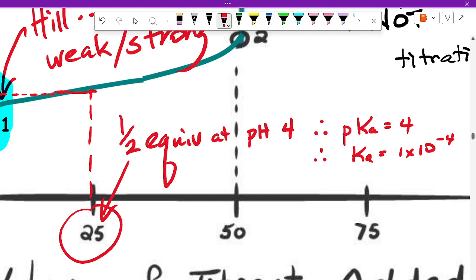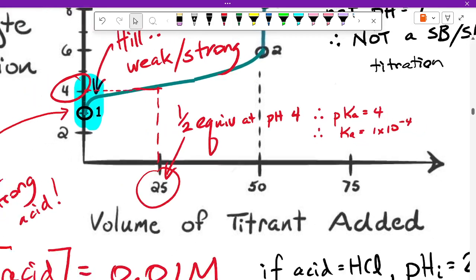Okay, this is always going to be a little bit ballpark because you're reading off a graph. But if you were to graph this in Excel or something like that, and I don't know if there are other graphing programs out there, you could actually get a very precise reading at that point.